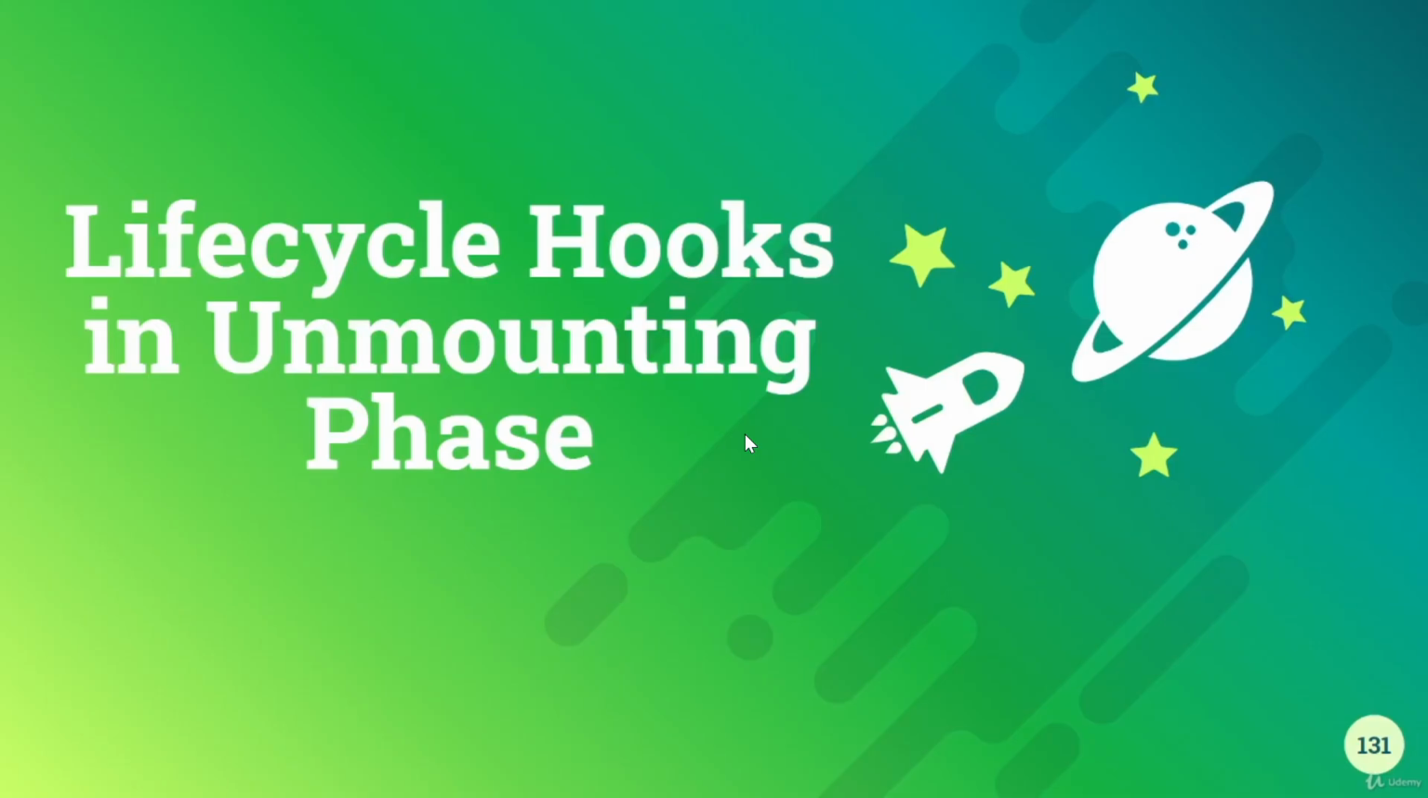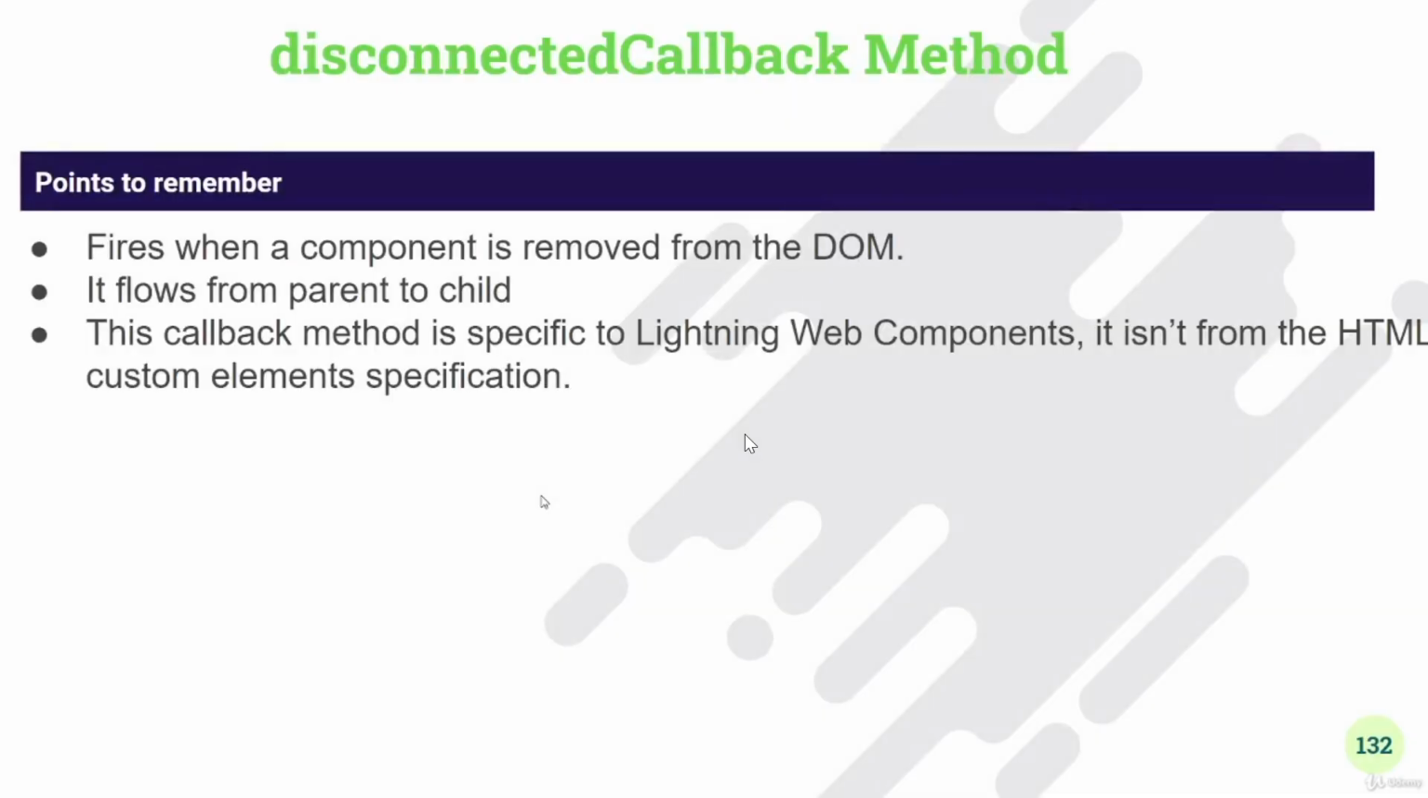In this video, we'll talk about lifecycle hooks in the unmounting phase. The unmounting phase is also called the removing phase. Under this phase, we have only one method, the disconnected callback method. This method is very important to avoid memory leak issues. I'll show you in an example.